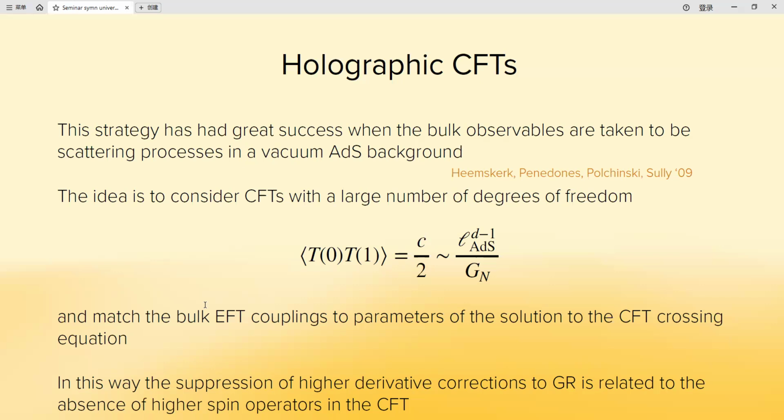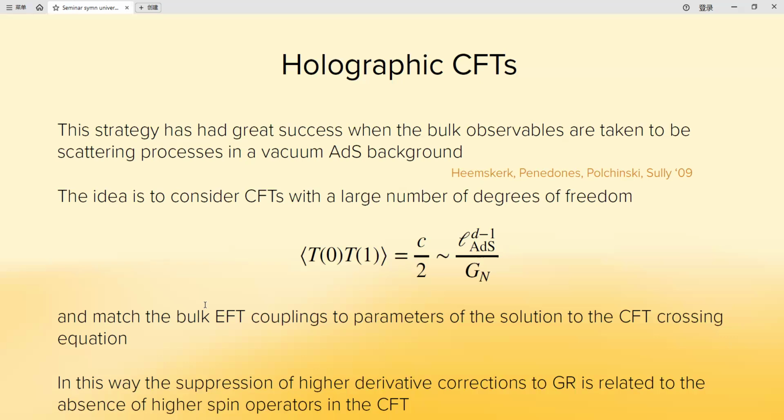And the hallmark paper where this program was started was this one from 2009. And the idea is to consider CFTs with a large number of degrees of freedom encoded in the stress tensor 2-point function through the central charge, which is large. And in bulk parameters, that means that the Newton constant is small, measured in AdS units. And so a large number of degrees of freedom corresponds to a classical limit on the bulk side. And the idea is to match couplings from the bulk EFT to solutions to the CFT crossing equations, and in this way learn about the bulk EFT from the CFT side.